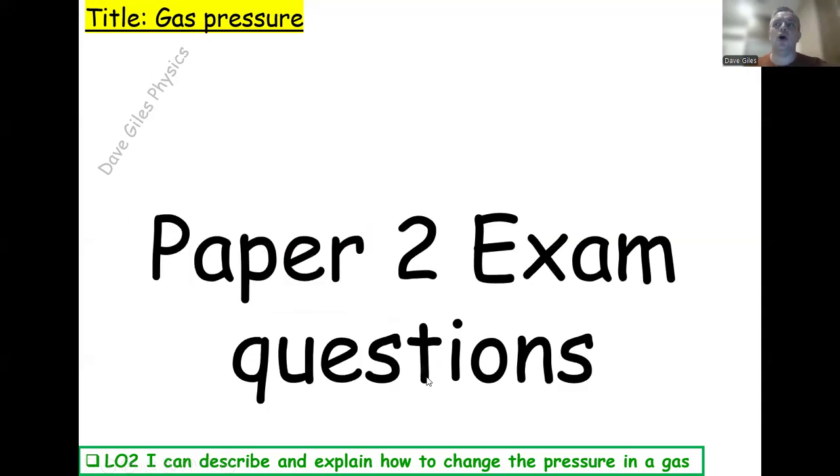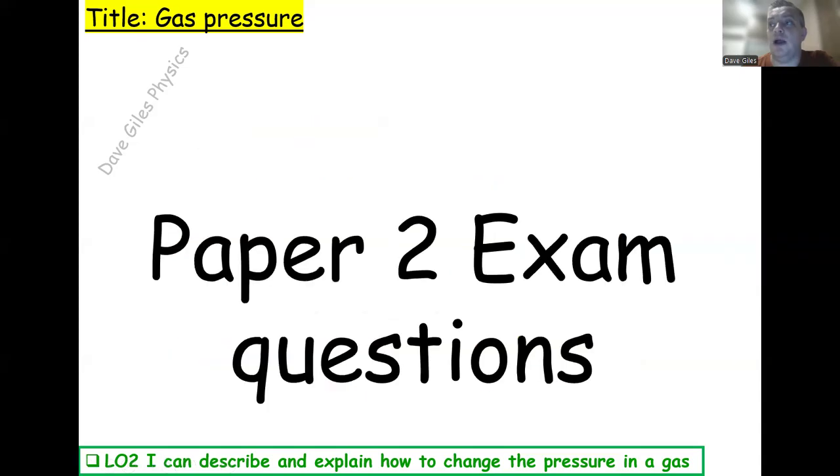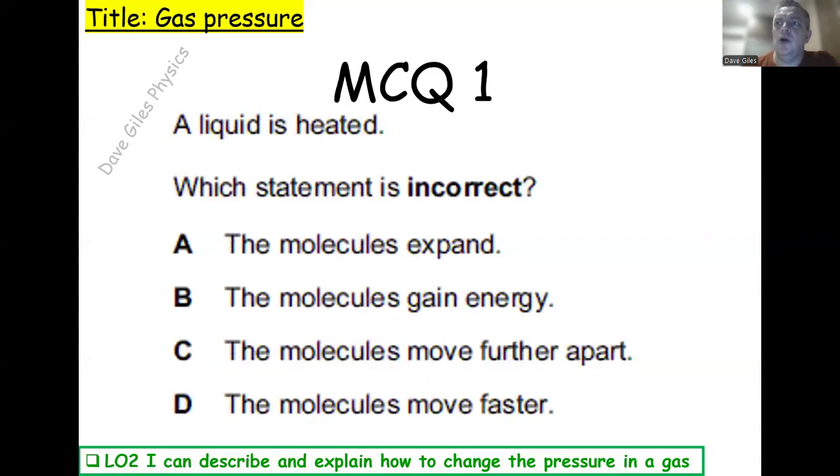Okay, so I'm going to put on a paper. So that's the end of the teaching for the second learning objective, describing and explaining how to change the pressure in a gas. Here is a paper 2 exam question. So a liquid is heated, which statement is incorrect?